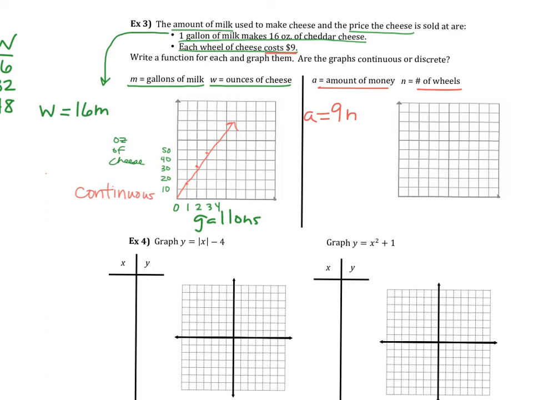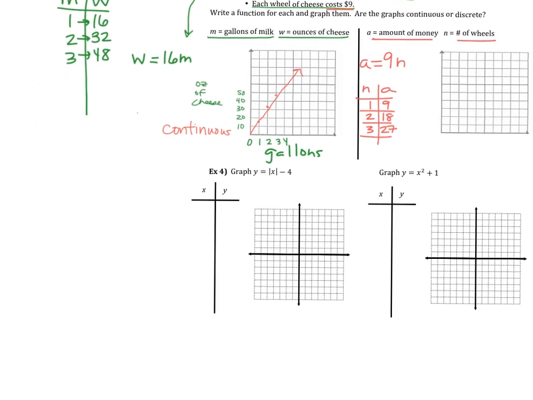So when you graph that, if you want the T-chart to see your numbers, this would be N, this would be A. For 1 wheel of cheese, it's $9. For 2 wheels of cheese, it's $18. For 3 wheels of cheese, it's $27. Okay? So when you graph that, oh, I wanted to do more than this. We're going to leave that. We'll come back to that tomorrow.